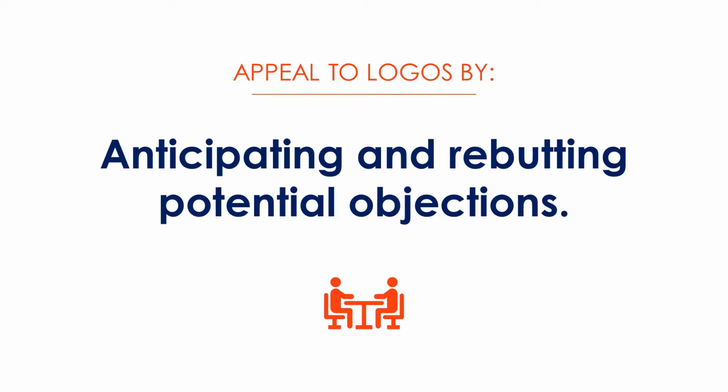You can also appeal to logos by anticipating and rebutting potential objections. This is a strategy that we've already discussed in our video lecture on persuasive message structure, but it's worth revisiting here. Basically, what you want to do when you're writing a persuasive message is think about potential objections or counter-arguments that your audience might have to your proposal. You want to address those head on as a way of diffusing opposition to your idea or proposal. That's another effective way to appeal to logos.